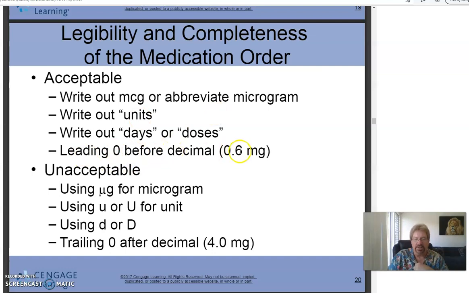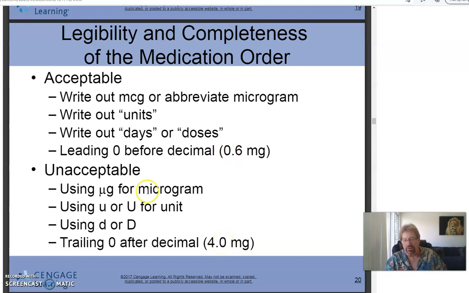You put a leading zero before a decimal like this. Unacceptable, you don't use this symbol for microgram. You don't use a U for unit. You write out the word because it says so right here. You don't use a D for dosage or days. You write them out. And you don't put a trailing zero after a decimal point. It's understood that there's a zero there, but we don't write it.